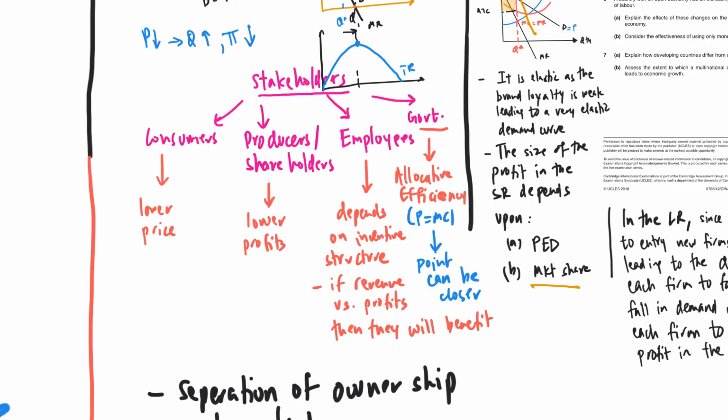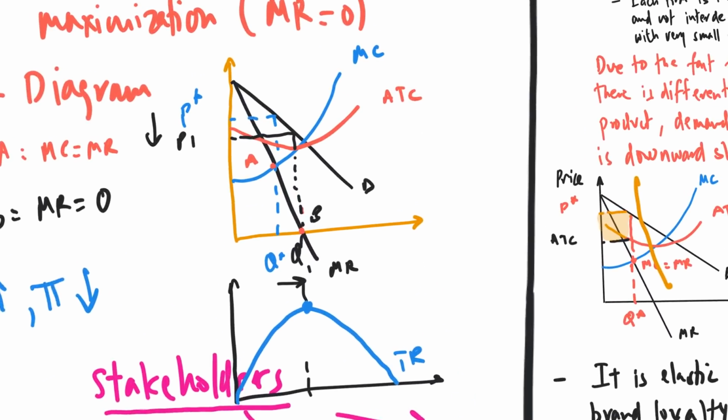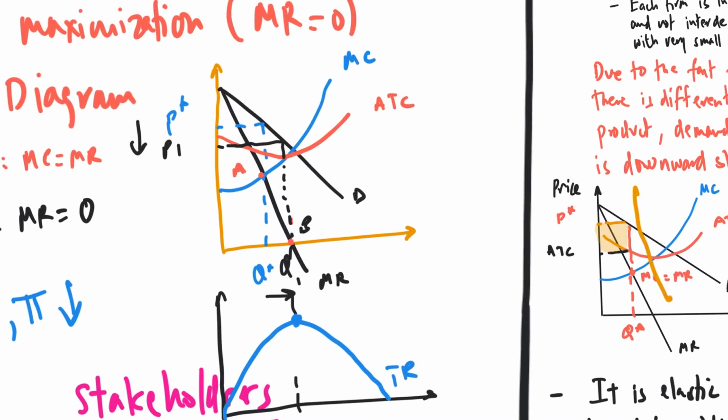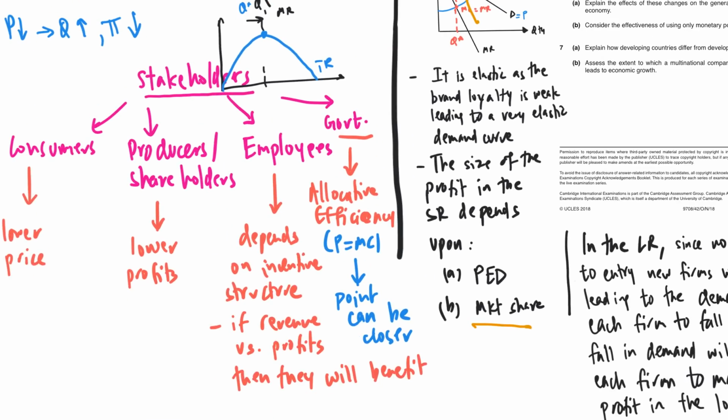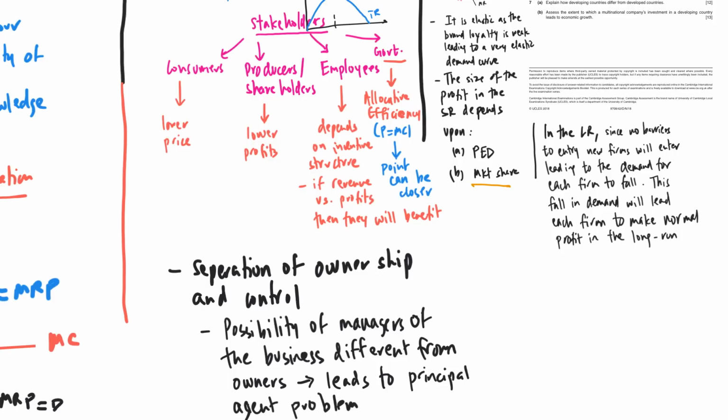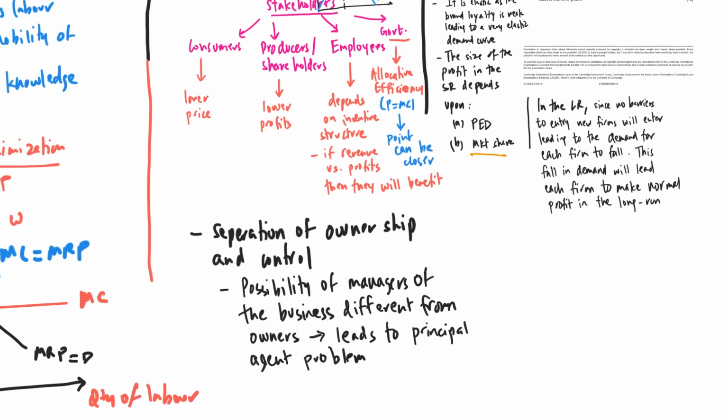On the other hand, when you look at government, the government will benefit in terms of the fact that our pricing is close to P equals MC. So if you go back to this diagram, if you look closer, P equals MC is this point C. So at least we are closer to P equals MC, which is point C, and the government will at least be happy that the price is not as high as the one at profit maximization.